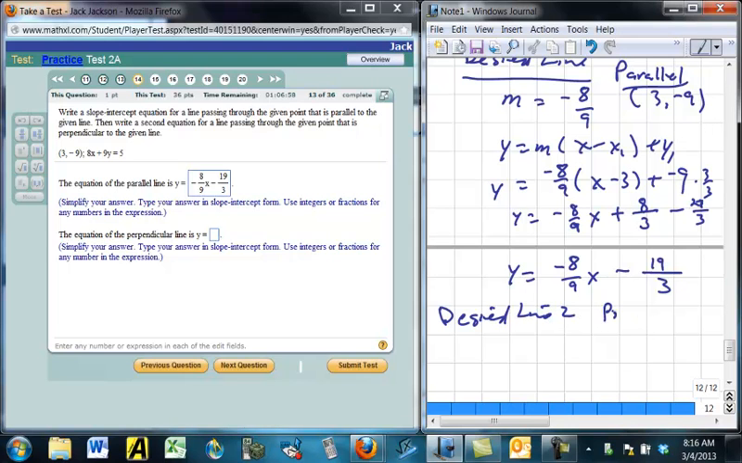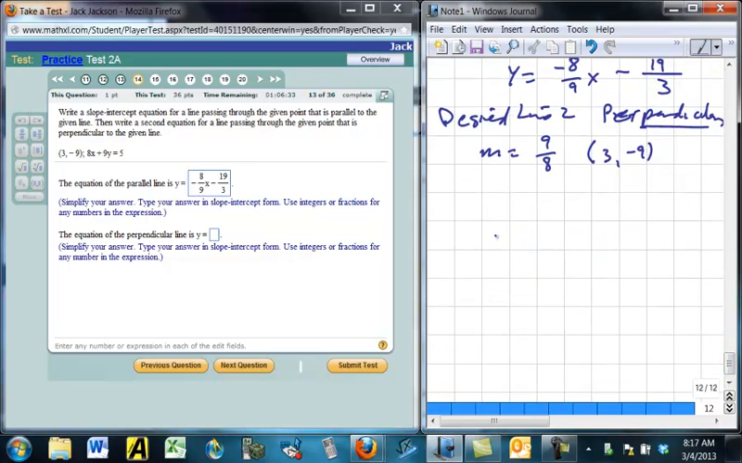Okay, now desired line 2, which is perpendicular. Now the slope is going to be the opposite of the reciprocal, so it'll be 9/8. That one's negative, this is positive. And this one still goes through the point. Write a second equation for a line passing through the given point that's perpendicular. So it's still the same point here.